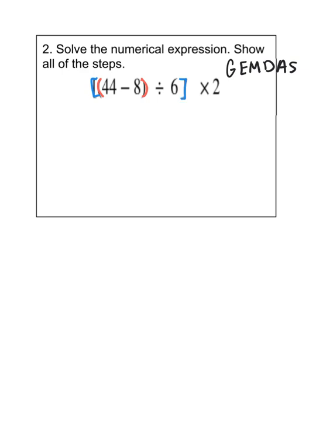The rule with grouping symbols is that you solve the innermost grouping symbols first and then move outwards. So in this case, the parentheses are inside of the brackets. So I would solve the items inside the parentheses first, followed by the items inside of the brackets.